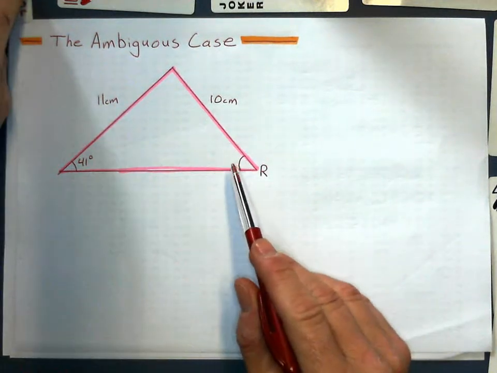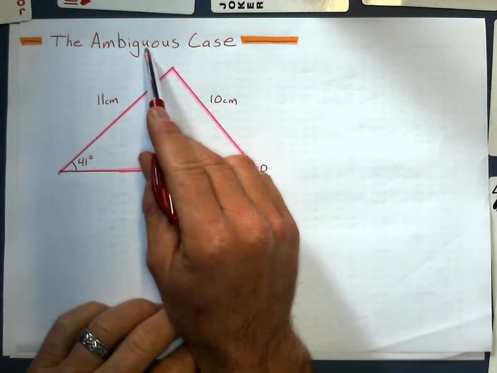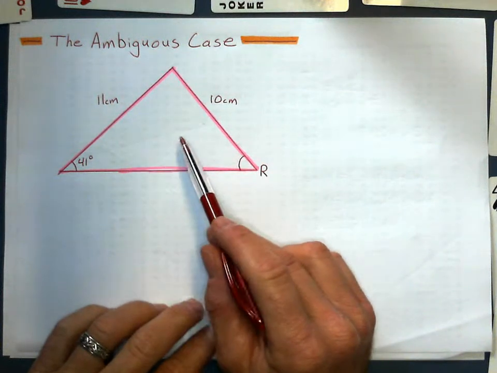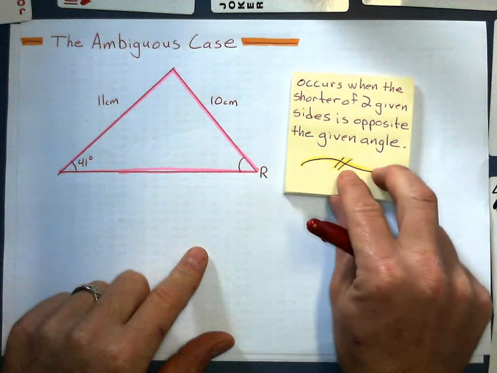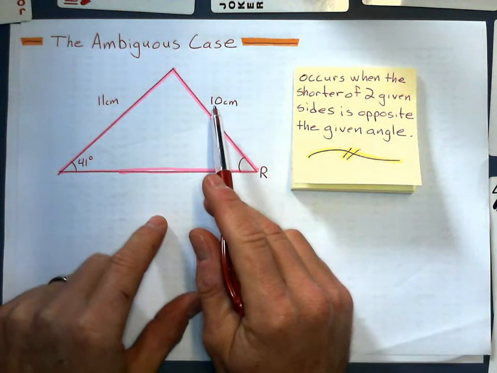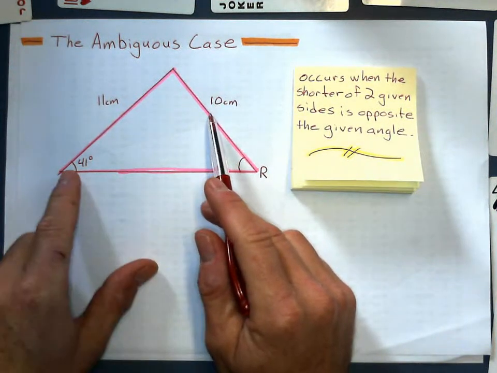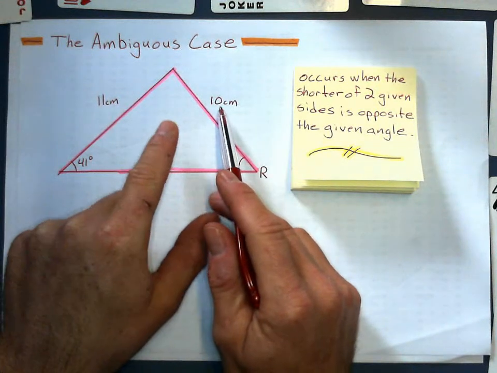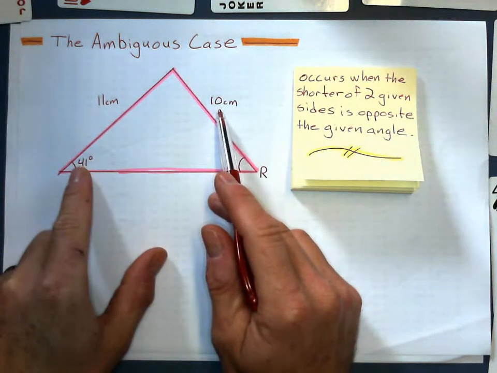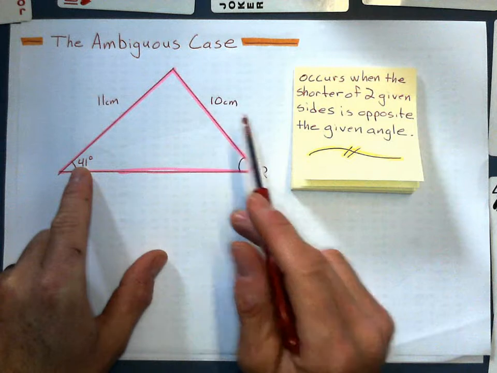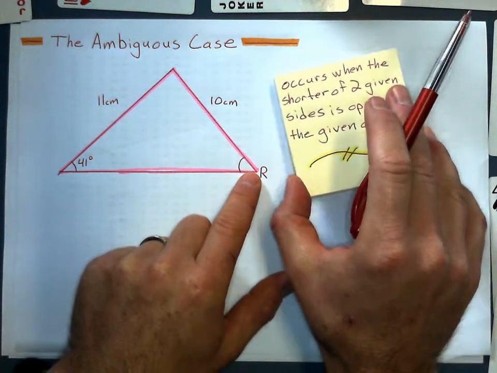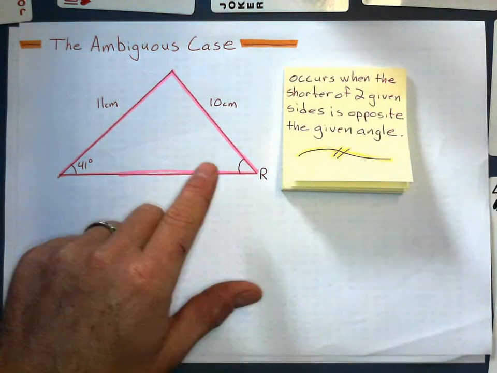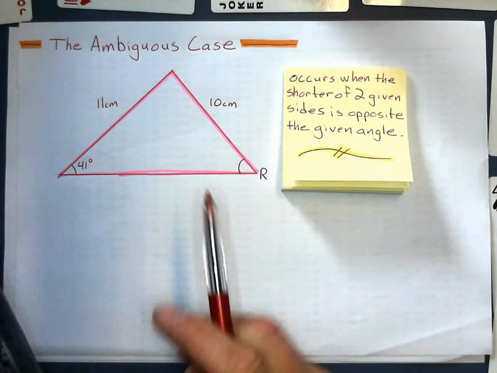Okay, my last example, it's called the ambiguous case. I hope I spelled that right. And that's when, what is that? Okay, it occurs when the shorter of the 2 given sides, 10, is opposite the given angle. All right, so 10 is the shorter of the 2 given sides, and it's opposite the given angle, 41. And what's going to happen is you can get 2 possible values of r. Well, why?